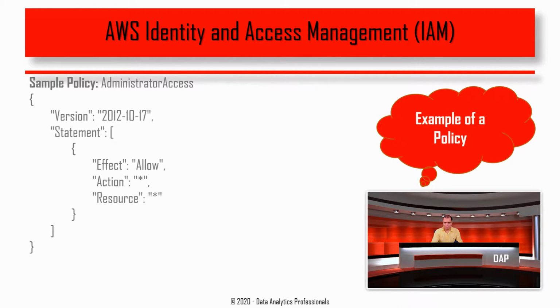Now this is a simple sample policy of administrator access. If you see, it has a version number attached to it, and then it has a statement element, with effect, here it's Allow, action, all actions are allowed, and resource, all resources are allowed. So this is a policy which generally is the default policy of AWS for the administrators group.